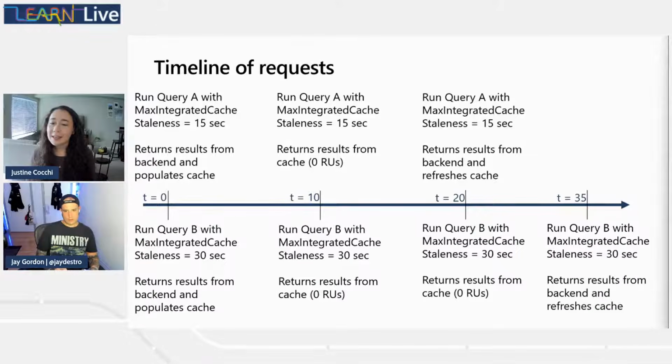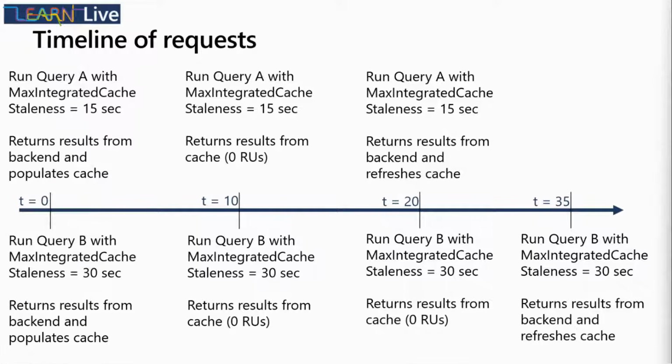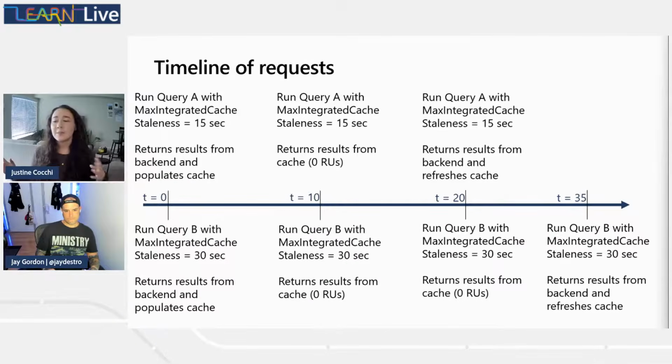And lastly, at t equals 35, we're going to run query B one more time. That max integrated cache staleness, still 30 seconds. And we're going to return the results from the backend this time, and we have to refresh our cache. So unfortunately, we've hit our staleness. 35 seconds is longer than 30 seconds, so we need to do the refresh. But this really just shows you the timeline of the request and how this max integrated cache staleness is really, really important when you think about fine-tuning your RUs.